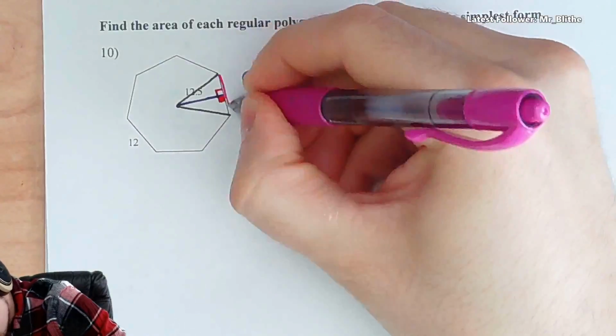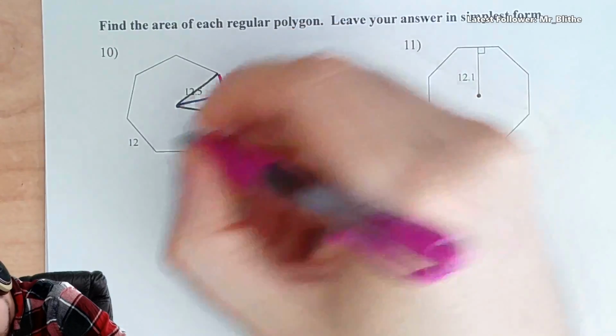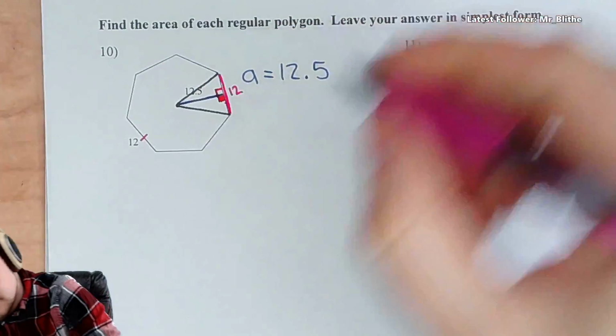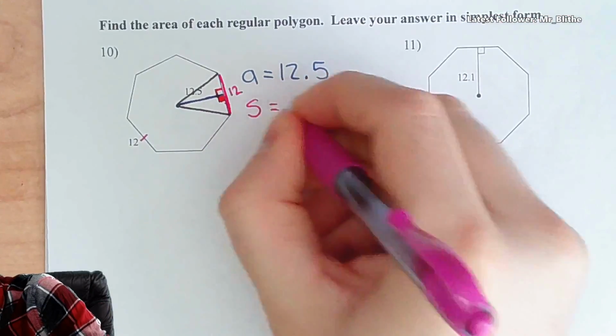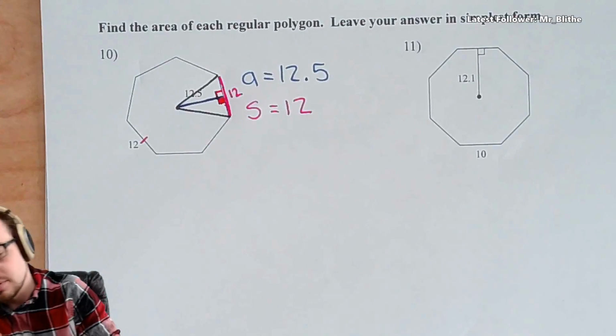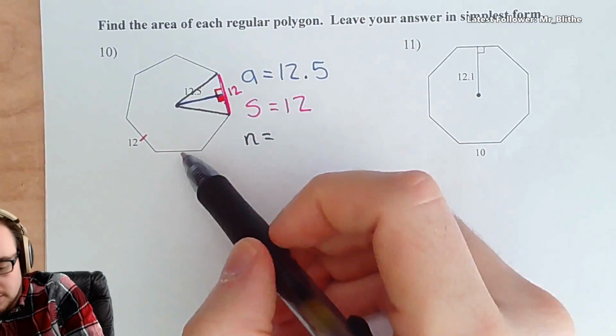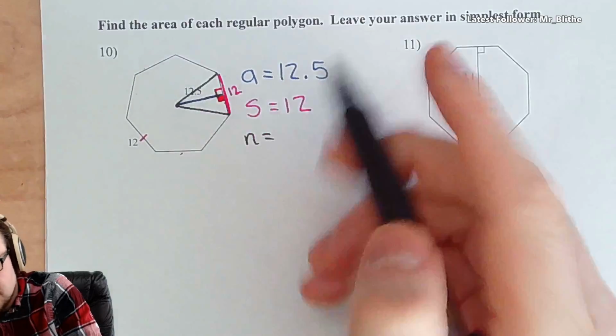This guy right here is our side length, which we know is 12 because all the sides are the same, right? All the way around the object. So our side length is 12. And then n we say is the number of sides. Well, in this object, it looks like we have 1, 2, 3, 4, 5, 6, 7. Septagon.